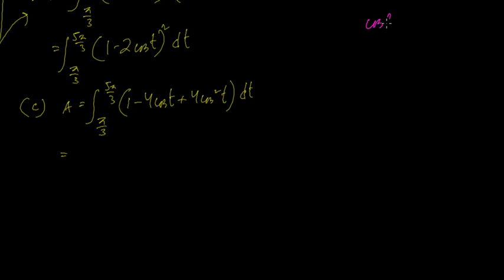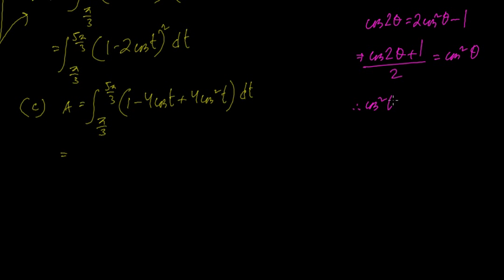We know cos 2 theta is 2 cos squared theta minus 1. So cos 2 theta plus 1. Now if we send this 2 downstairs, it would be equal to cos squared theta. So therefore, cos squared theta we can write as half cos 2 theta plus half. That will be the value.